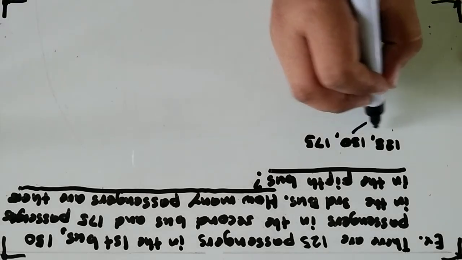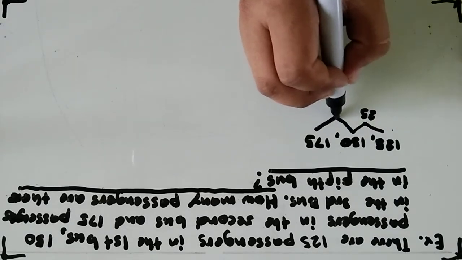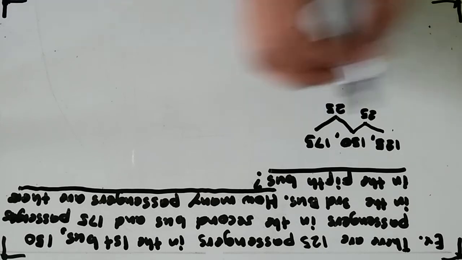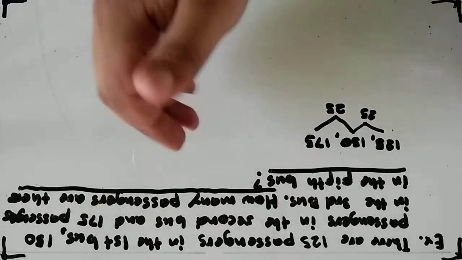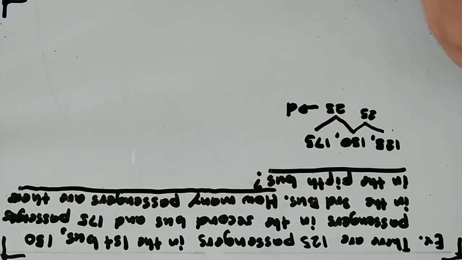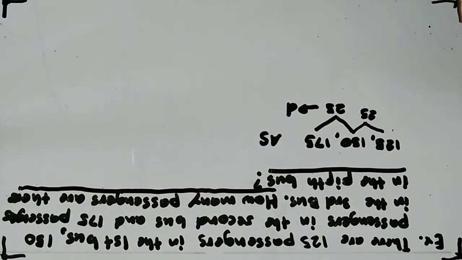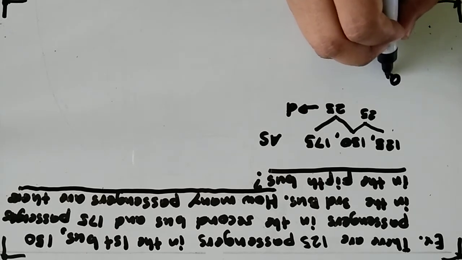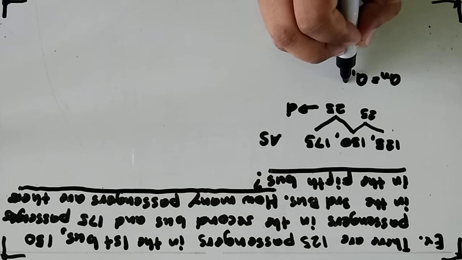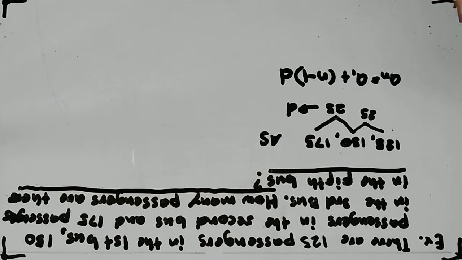So, 150 minus 125 is 25. 175 minus 150 is 25. So, pansin natin, parehas yung nakuhang difference. That means, meron siyang common difference. Dahil meron siyang common difference, masasabi natin na isa itong arithmetic sequence. So, dahil alam natin na arithmetic sequence siya, gagamitin natin yung formula na a sub n equal to a sub 1 plus n minus 1 times d.